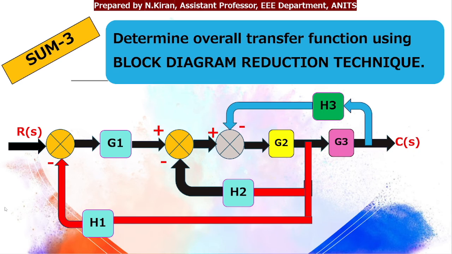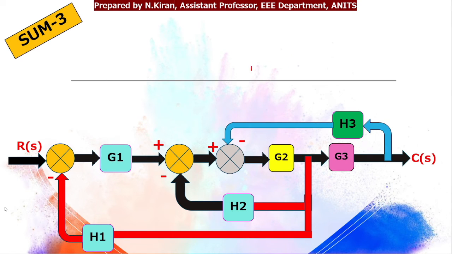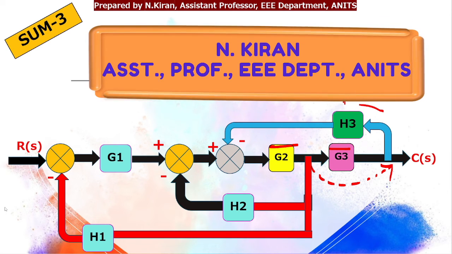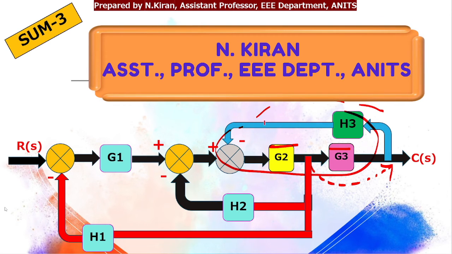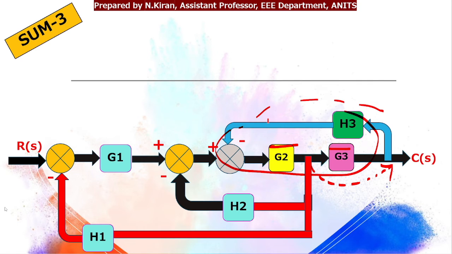The third sum, here also I need to find my overall transfer function. So here I can shift this takeoff point after the block G2. Okay, so that these two blocks can become cascade and I can eliminate a feedback loop. So you should get that idea. So after applying a rule, is there any possibility that the complexity of my block diagram is getting reduced or not? First you need to check before applying any rule.